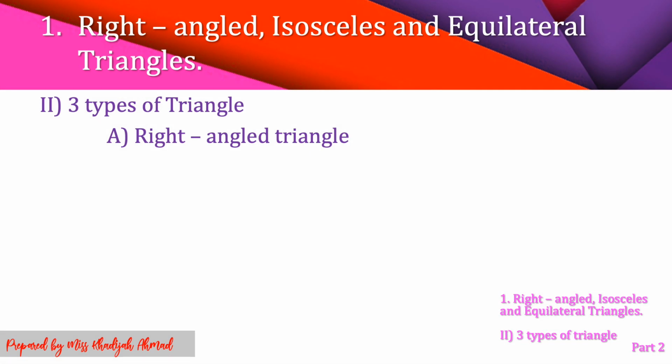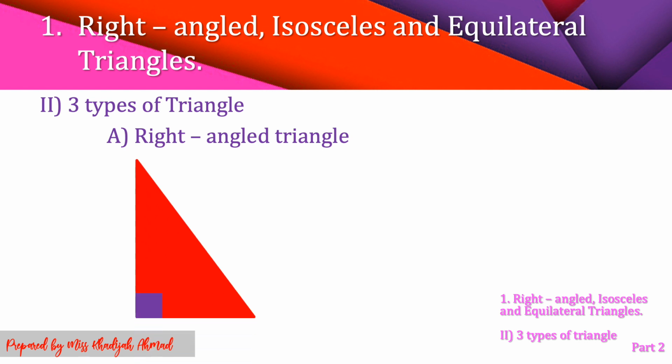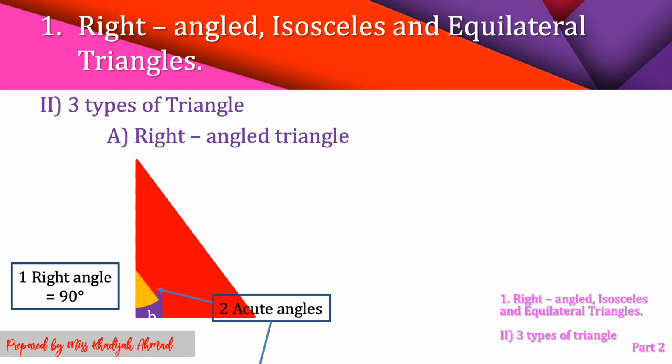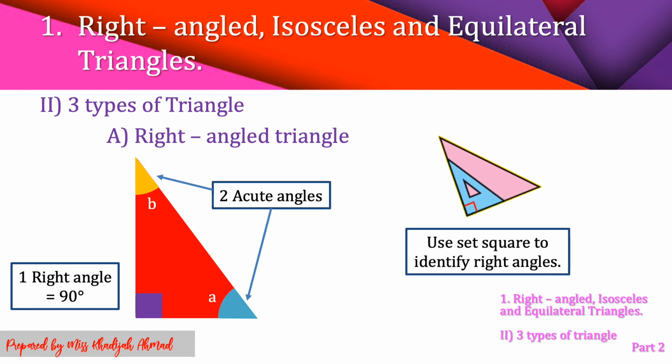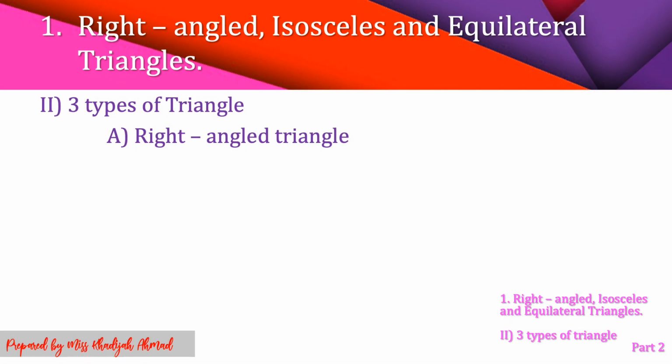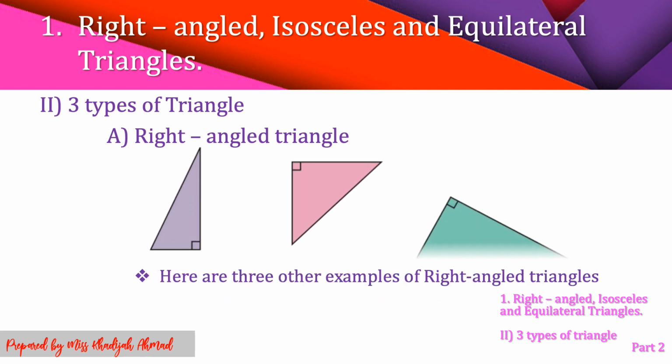Introducing the first type of triangle here would be a right angle triangle, which got its name from the fact that it has a right angle in it, and the other 2 angles would automatically be acute angles. We can also use our set square to identify the presence of right angle. So in conclusion, a right angle triangle must have 1 right angle. Here are other 3 examples of right angle triangle.